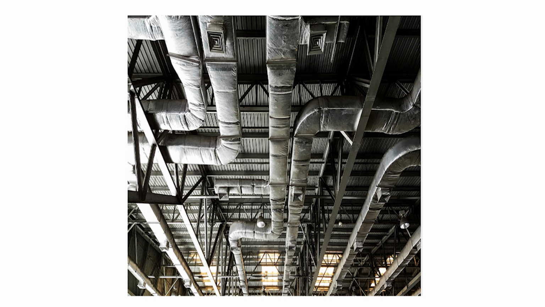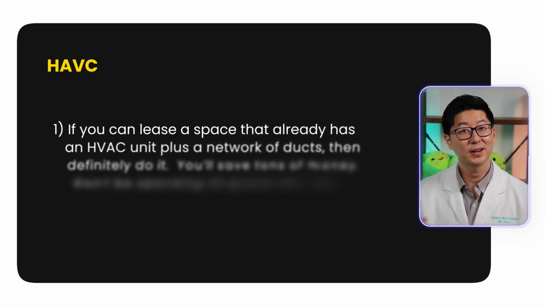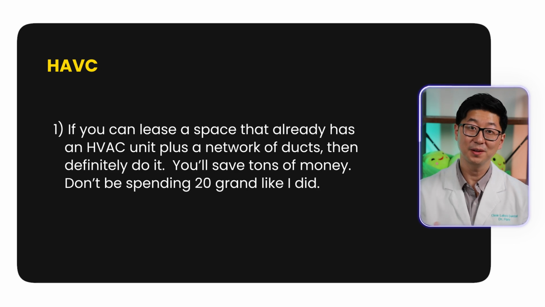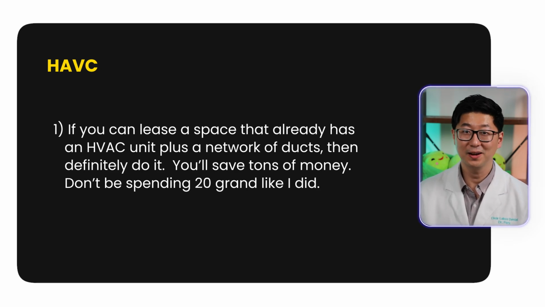This is an example of a commercial grade duct system. You can see that there's lots of gray tube looking things. Yep, these are ducts. But there are a few things to note while talking about HVAC. One, if you can lease a space that already has an HVAC unit plus a network of ducts, then definitely do it. You'll save tons of money. Don't be spending 20 grand like I did.